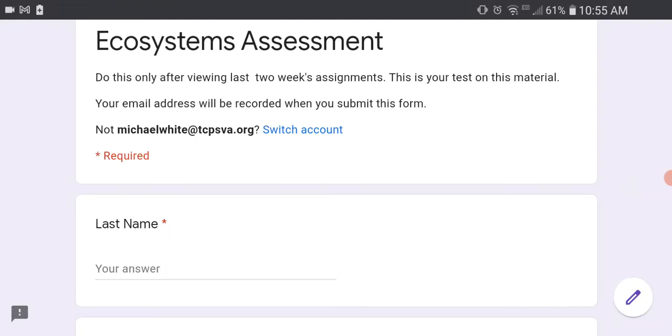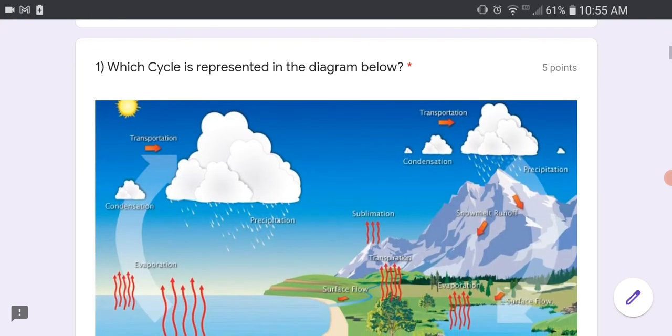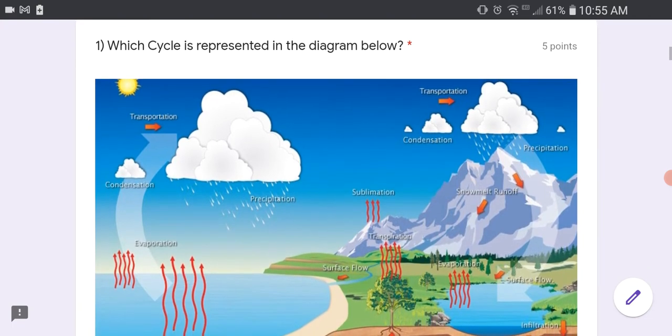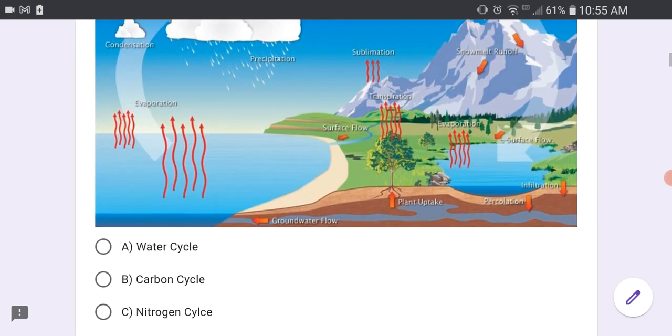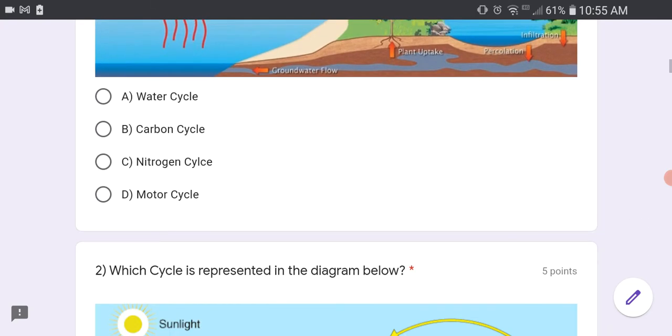I'm going to be reading through the Ecosystems Assessment. Number 1. Which cycle is represented in the diagram below? Is this A, the water cycle, B, the carbon cycle, C, the nitrogen cycle, or D, the motor cycle?